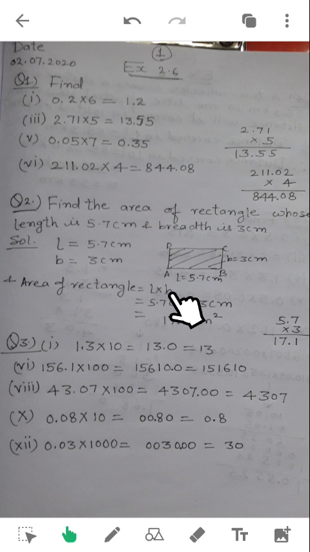It is given to you. In place of breadth, I have written 3 centimeter. It is already given to you. Now, how have we multiplied?